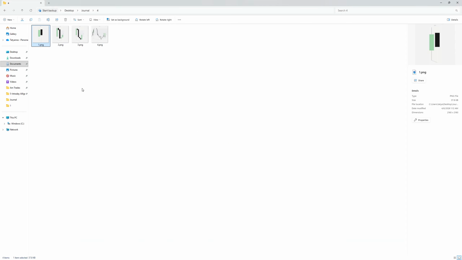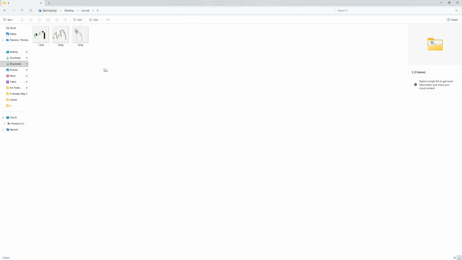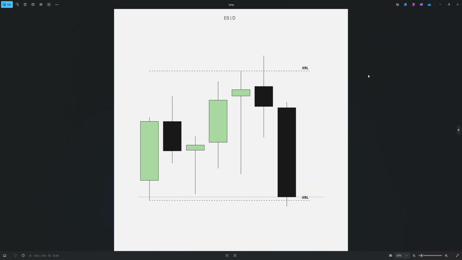Shoot, next one. There's so many. So the next one. Oh, I love this one. Oh my gosh. Wait, this one's actually really good. This one's actually really freaking good.